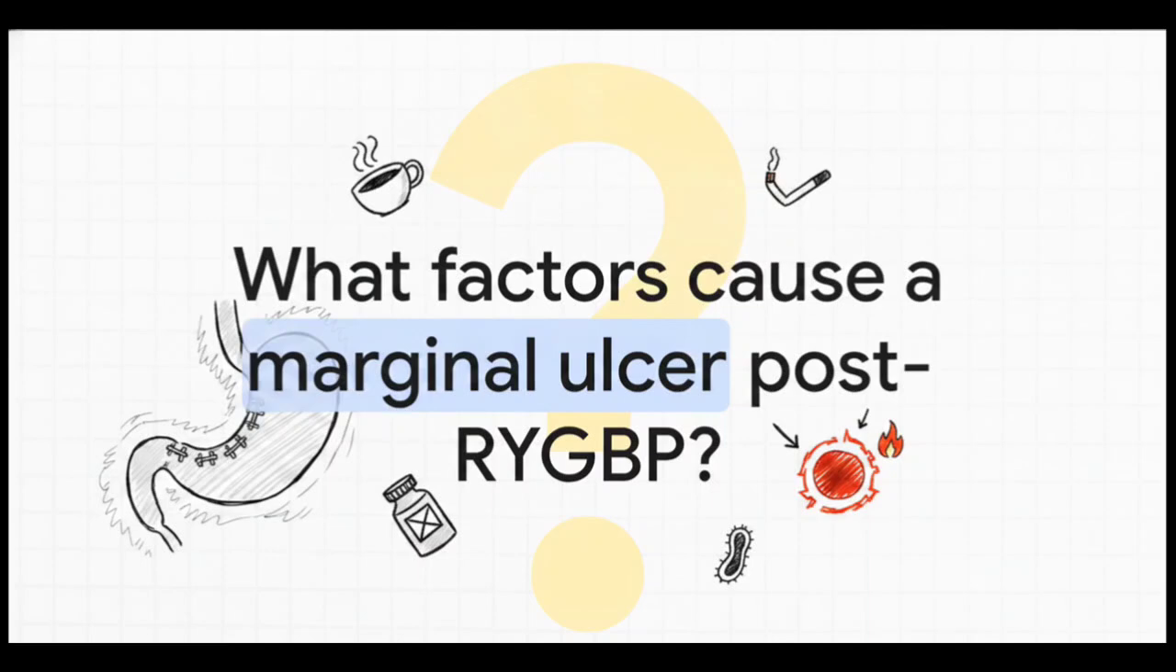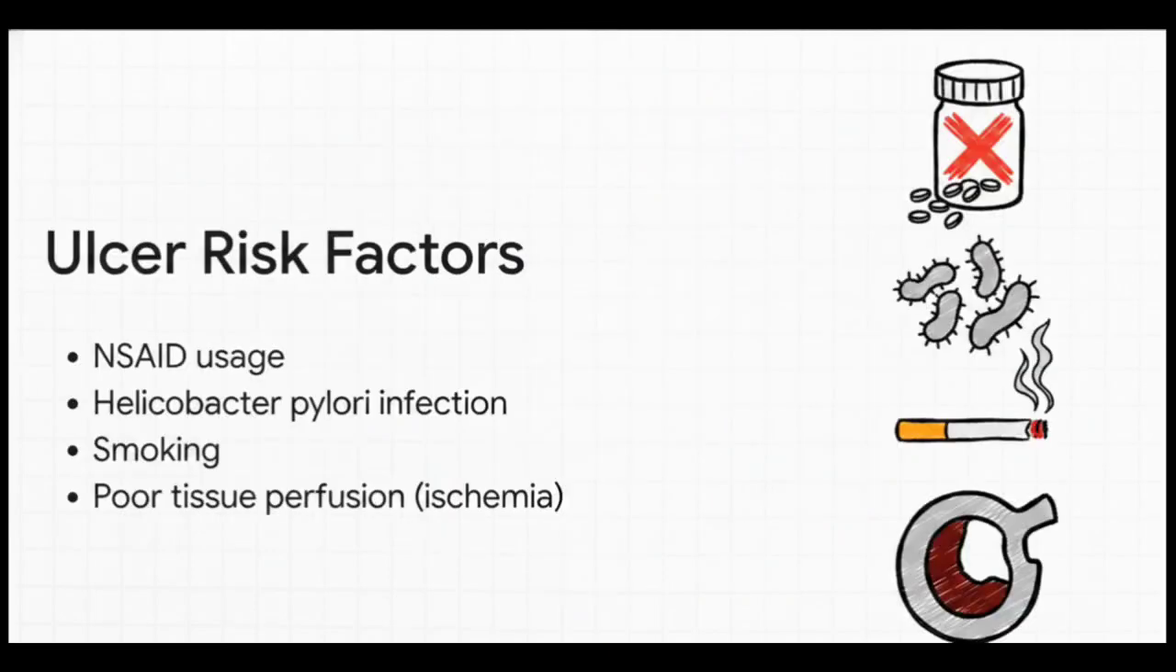Finally, consider this presentation. A 45-year-old woman presents a full year after her gastric bypass with epigastric pain. An endoscopy reveals a 1.5 centimeter marginal ulcer near the gastrojejunostomy. What are the primary culprits associated with this specific late complication? The primary culprits are NSAID usage, H. pylori, smoking, and poor tissue perfusion or ischemia.